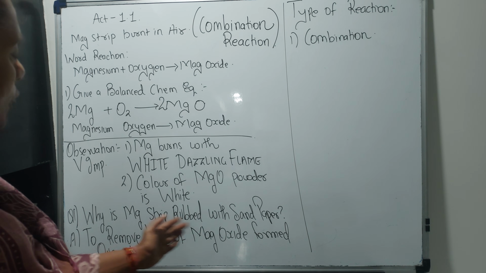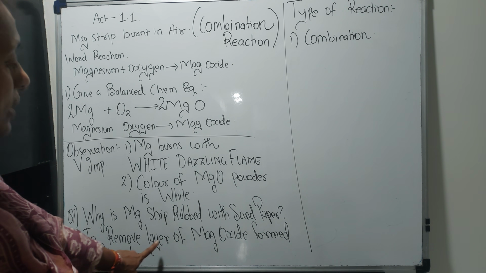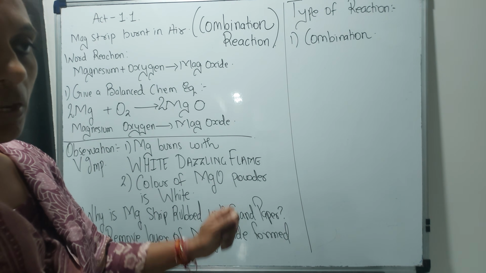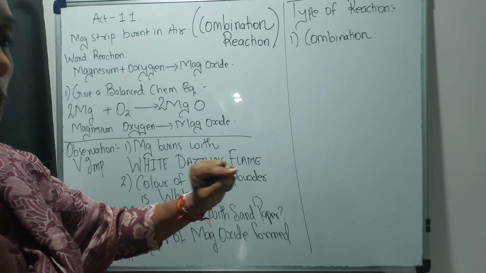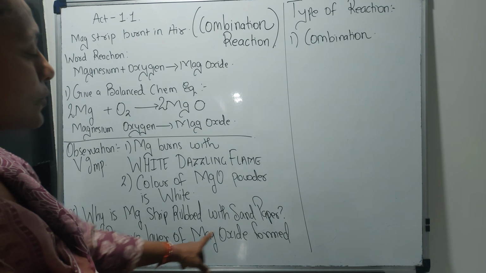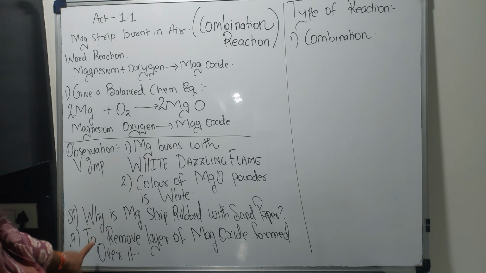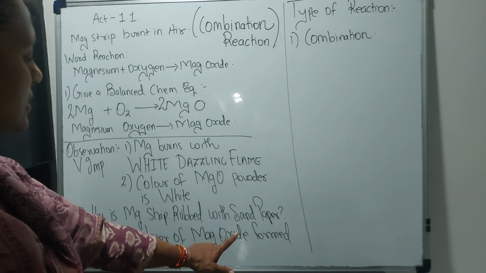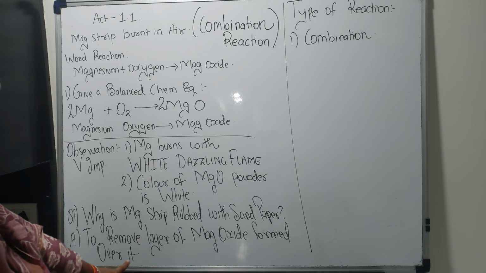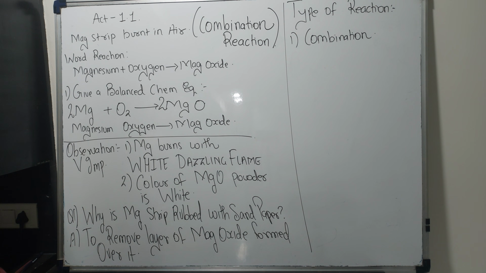That oxide layer has to be removed from it, and for that, the material used is sandpaper. Sandpaper is a rough paper. When you rub any metal outer surface with sandpaper, it removes the oxide layer and the inner metal comes out. So your answer should be, in order to remove the layer of magnesium oxide formed over the strip, we rub it with sandpaper. Okay, and finally, you may be asked, what is the type of chemical reaction here?